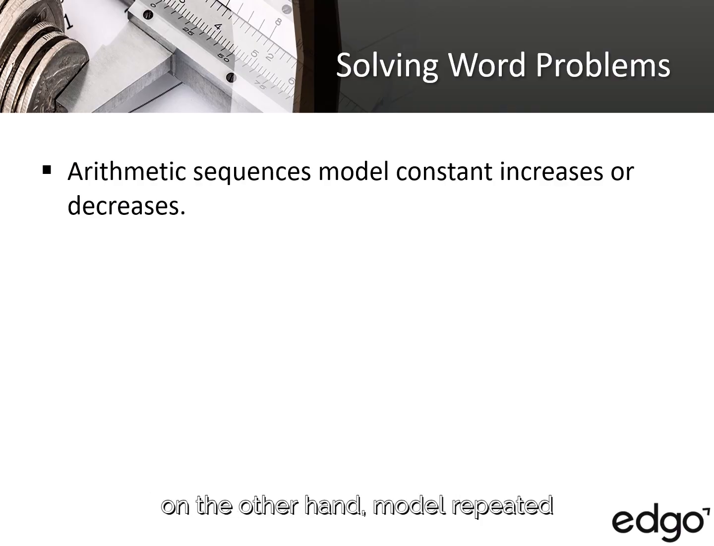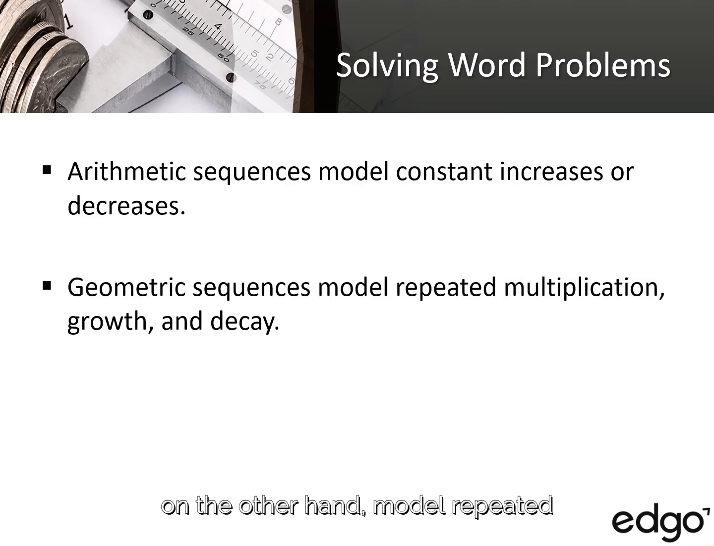Geometric sequences, on the other hand, model repeated multiplication, growth, or decay. For example, if an investment increases by 25% every year, each new amount is based on the previous amount. If a machine loses 10% of its value each year, the new value is also based on the previous value. These situations may be modeled using geometric sequences. Remember, a constant amount of change suggests an arithmetic sequence, while a constant ratio or rate of growth or decay suggests a geometric sequence.